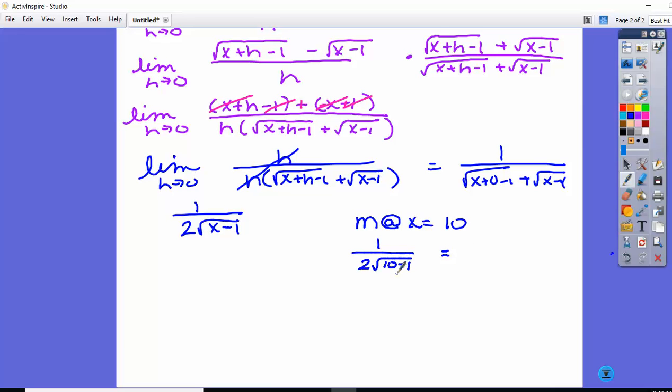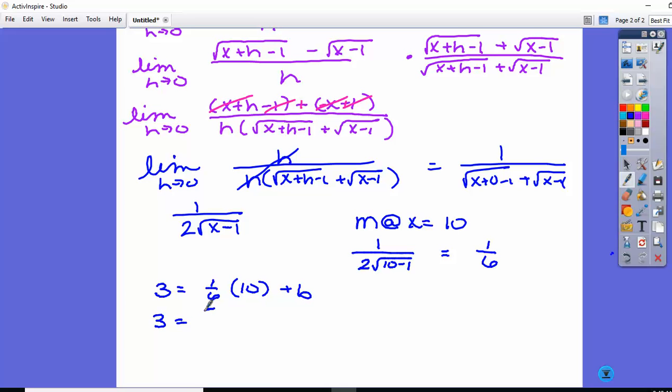So 10 minus 1 is 9. Square root of 9 is 3. So I get a slope of 1/6. So now I can use my point and my slope, because I asked for the full equation. So if you plug into y equals mx plus b, y is 3, m is 1/6, x was 10.